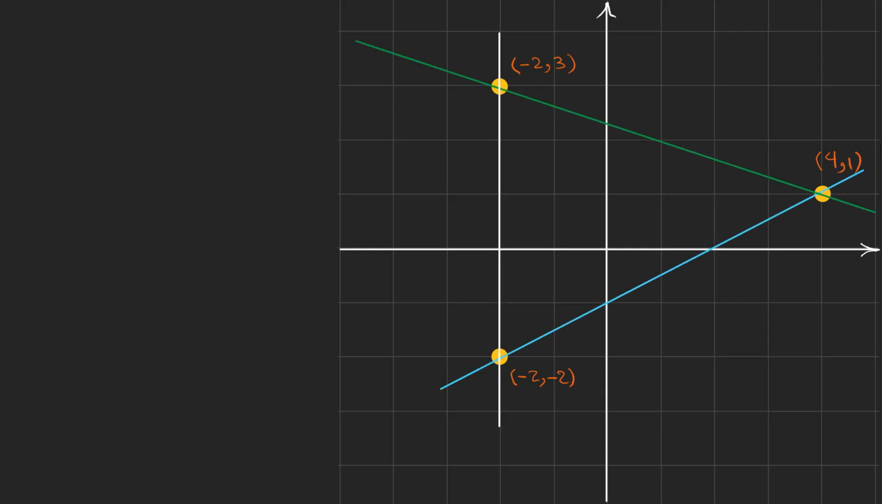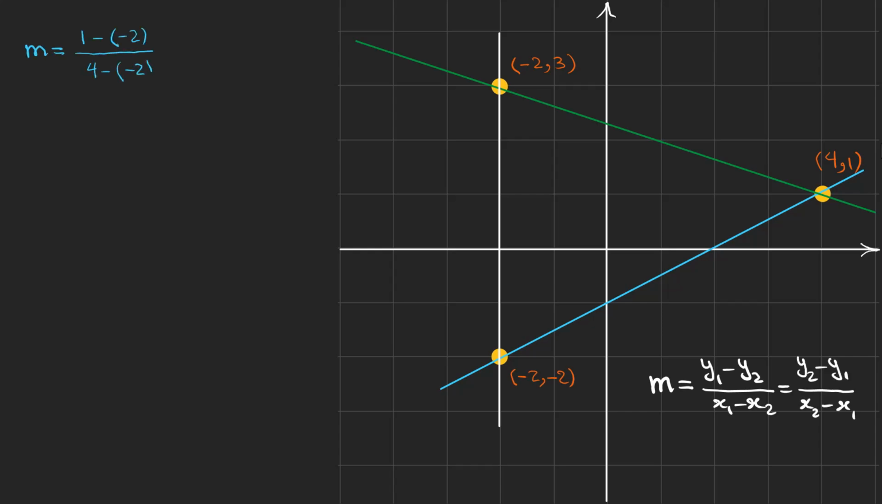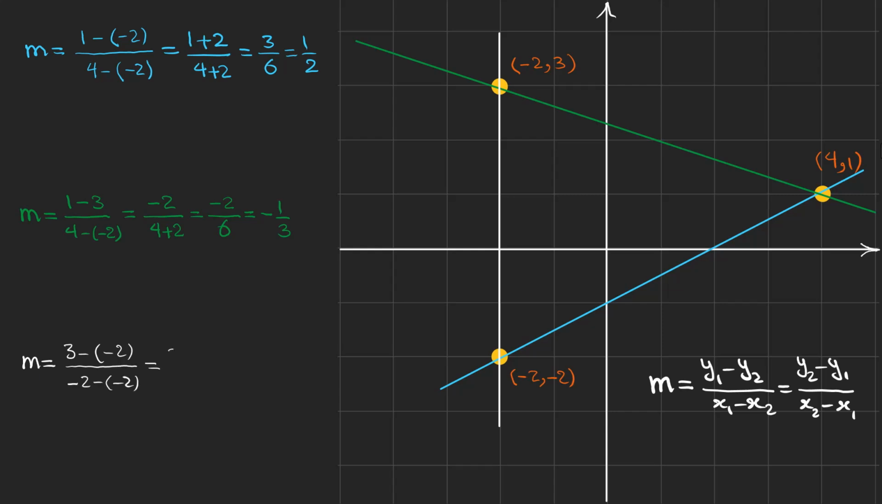Now, take these 3 points, (-2, -2), (4, 1), and (-2, 3), and let's find the equations for these 3 lines. First, we are going to use this formula to find the slopes. The slope of the blue line is (1 minus -2) over (4 minus -2), which is 1/2. The slope of the green one is (1 minus 3) over (4 minus -2), which is -1 over 3, and it is negative. And finally, the slope of the white line is undefined.